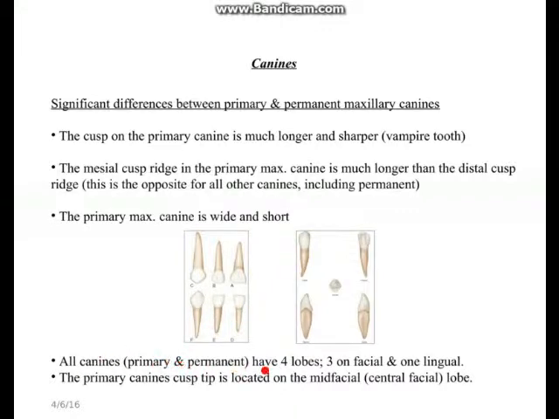All canines, primary and permanent, have 4 lobes. Remember, all teeth have a minimum of 4 lobes. You can't have a tooth without having 4 lobes: 3 on the facial and 1 on the lingual. Makes sense. Primary canine's cusp tip is located on the mid-facial, central facial lobe. Okay? So you can see right here. It's not really affected by the cusp ridge, the mesial or distal, like the permanent canines would be.